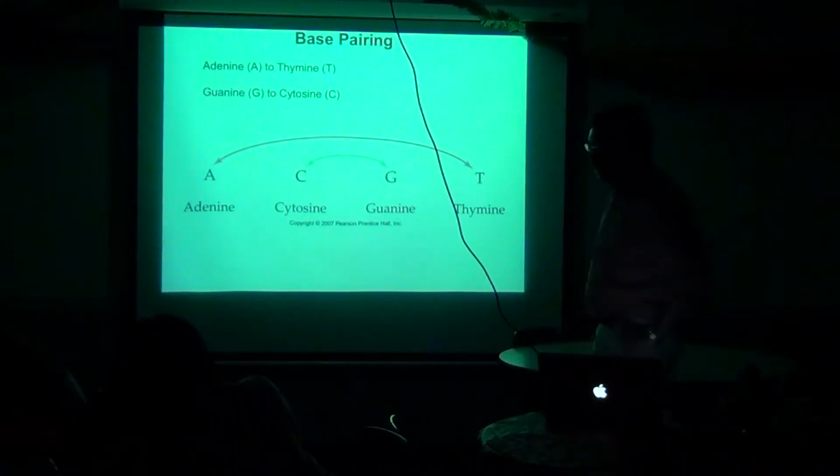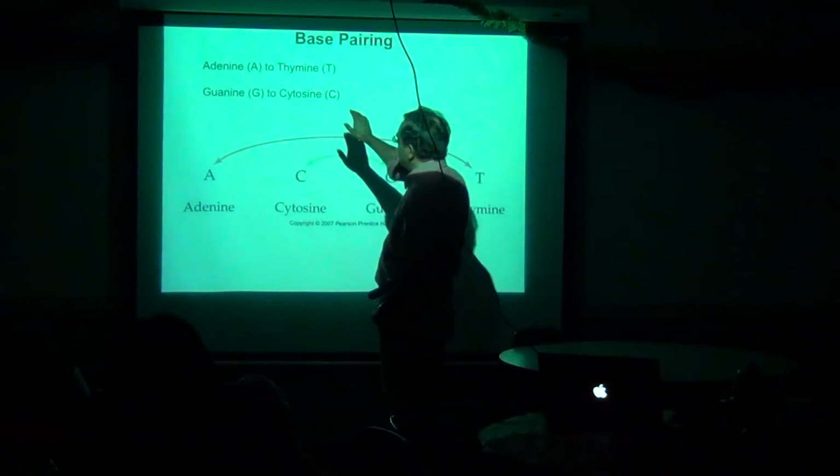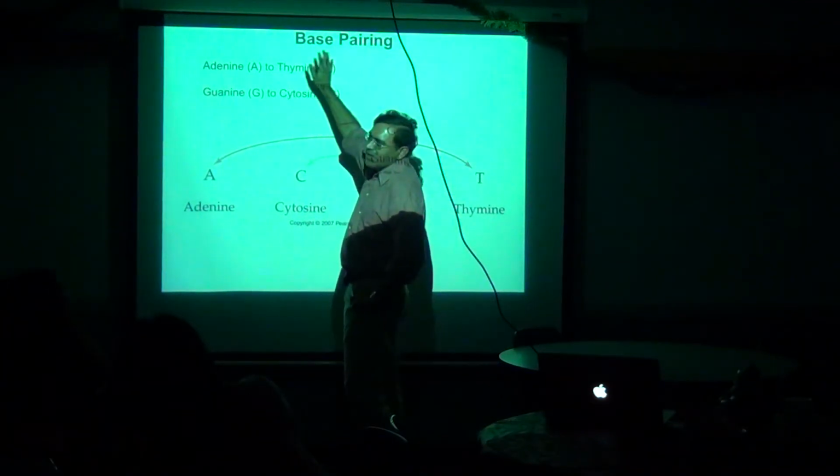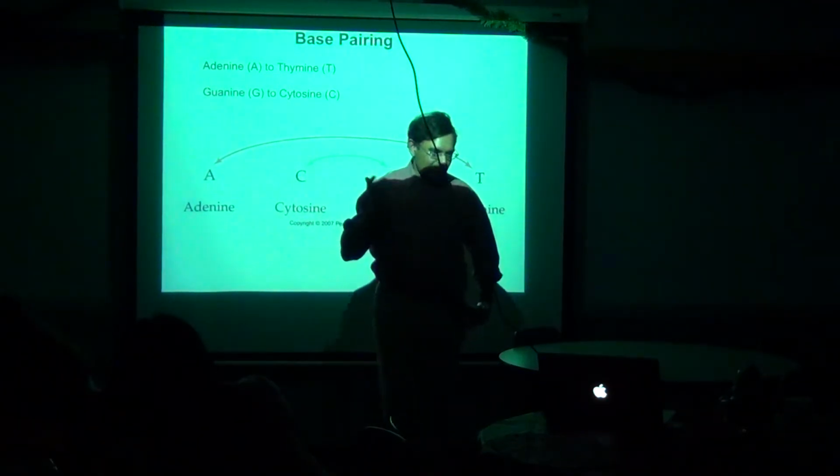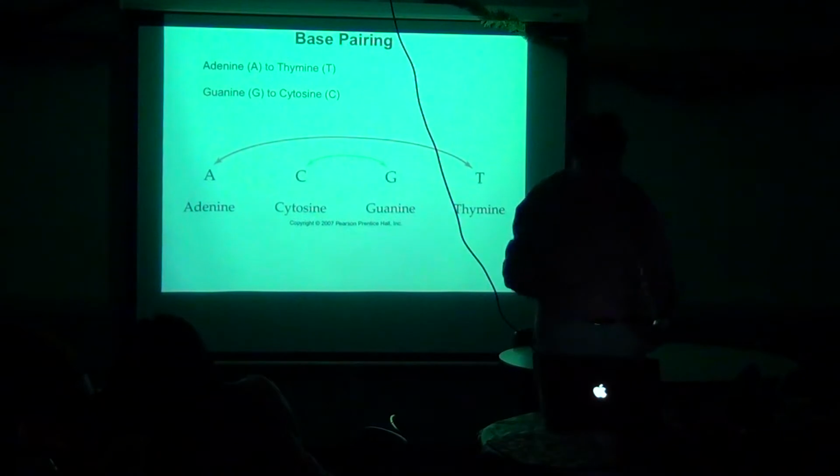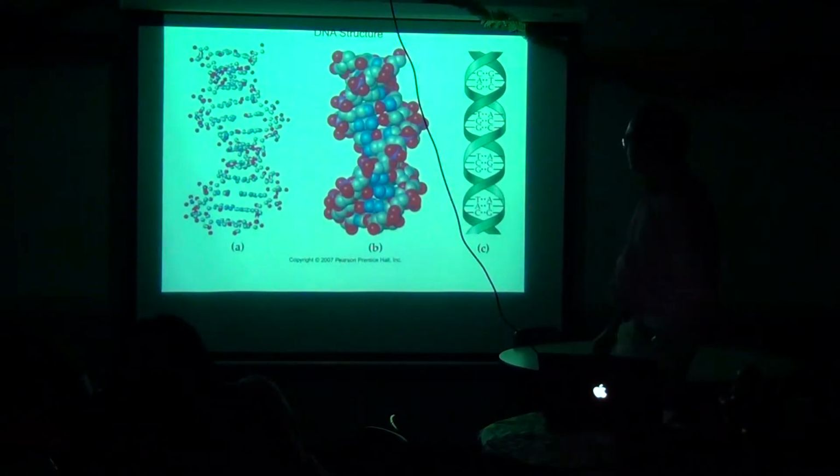Thymine. And what does cytosine base pair with? Guanine. That much you must remember. In the case of RNA, thymine is replaced by uracil, so adenine will base pair with uracil, okay? And guanine will base pair with cytosine. So here are some more pictures of DNA.